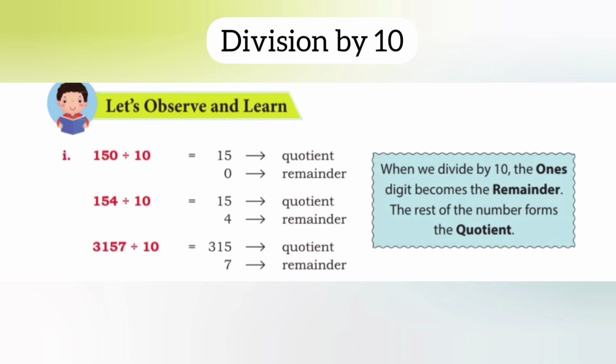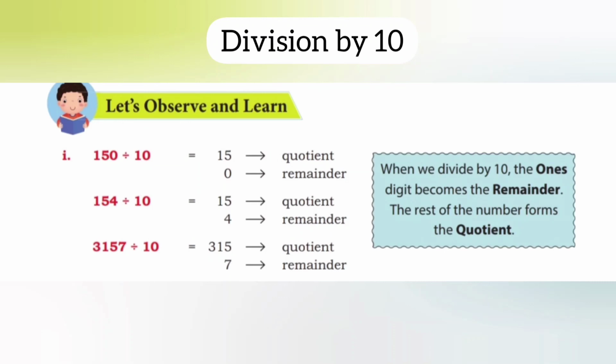Let's do 154 divided by 10. Go ahead and do it. What do you think is the quotient? Yes, 15 is your quotient because the ones digit 4 is your remainder. In the same way, if you do 3157 divided by 10, 315 is your quotient, 7 is your remainder.